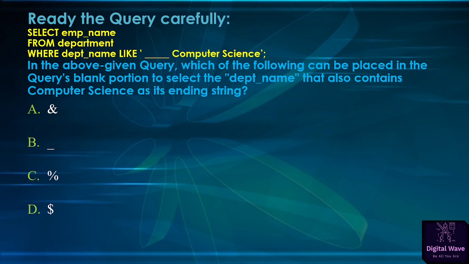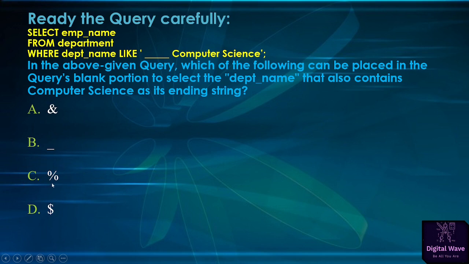Next question is, read the query carefully. Okay, here I have typed this word "ready" instead of "read the query carefully". Okay, so here is the query we have given, and in this query, which of the following can be placed in the query's blank portion to select the department names that also contain computer science as the ending string? So we have to choose one option from these four. So first option is and, underscore, percentage and dollar symbol. So the right answer will be C.